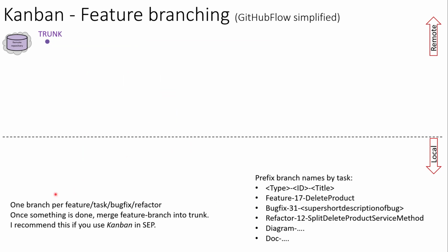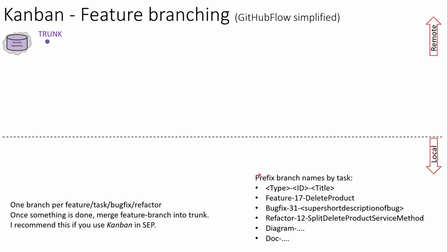So the point is, you have your trunk, and then you make a new branch for each feature or task or bug fix or refactoring or whatever you need to do. You make a branch, and once it's done, you merge that back into the trunk, so the trunk is updated with the latest working stuff, and then you delete that branch. And this is the approach. If you use Kanban in your semester project from third semester onwards, then I suggest this approach, but I guess it can be used for other approaches as well, even if you don't use Kanban.